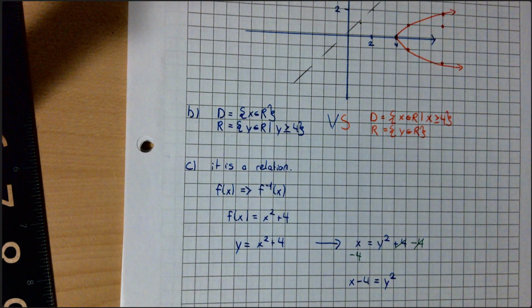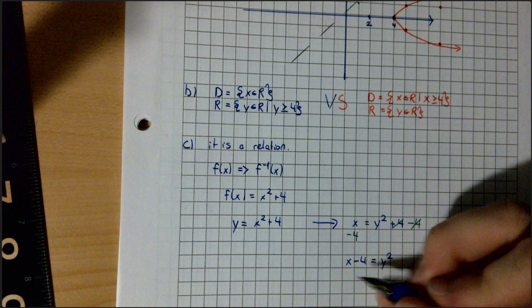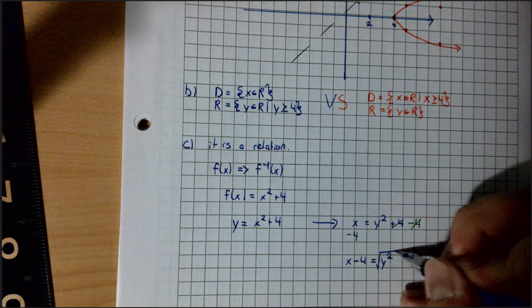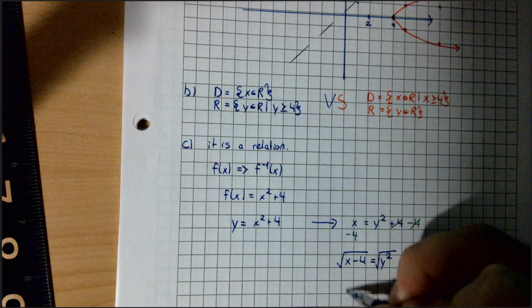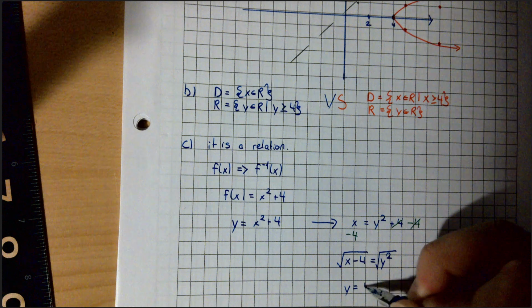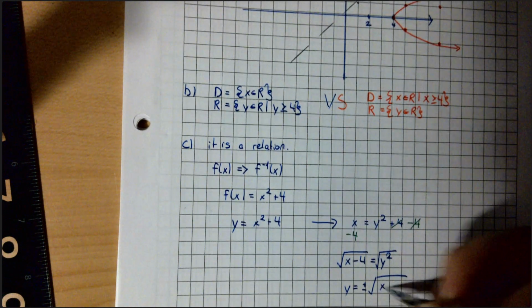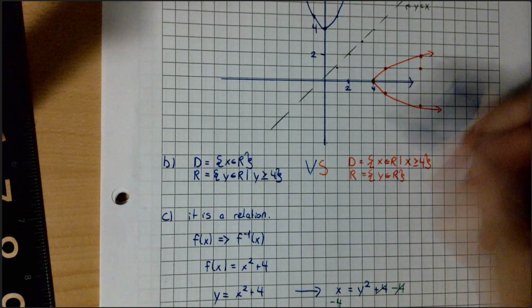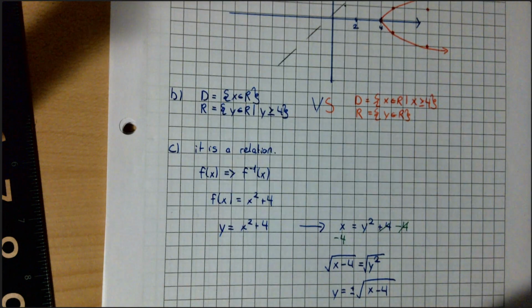And now when I get rid of my square over here, or my power of 2, I just need to square root both sides. But remember, when you square root both sides, these two will cancel, so I end up with y is equal to plus or minus the square root of x minus 4. And that's what gives us our top half over here and bottom half over here, and that's what makes it a relation instead of a function. Okay, so that's the whole question.